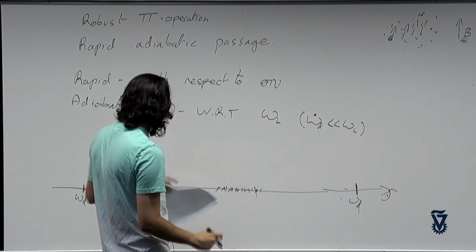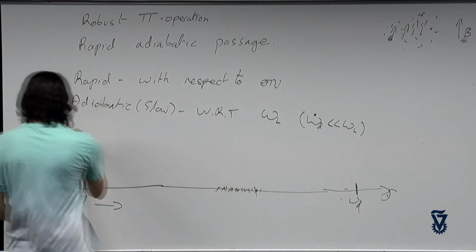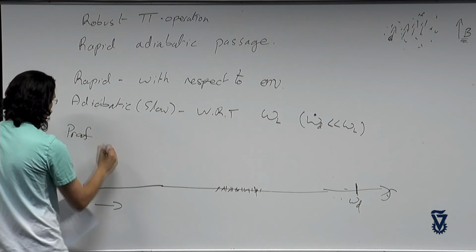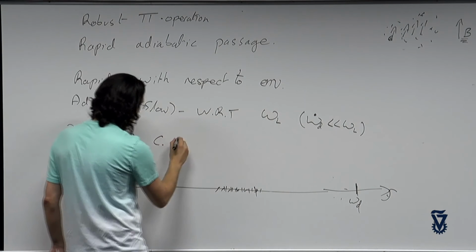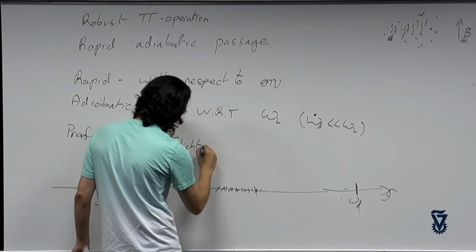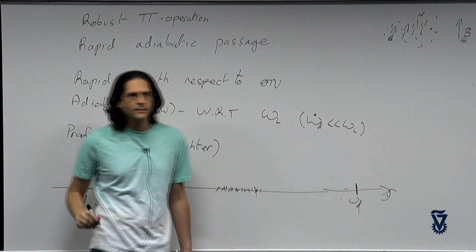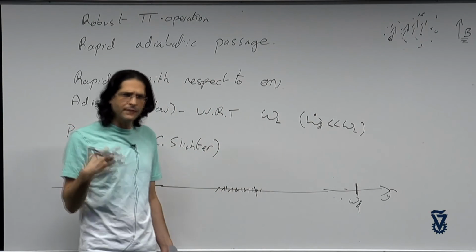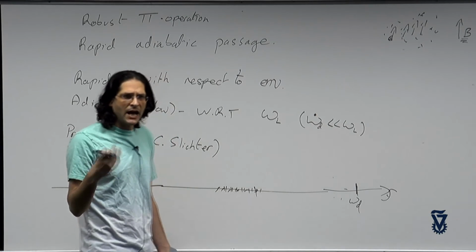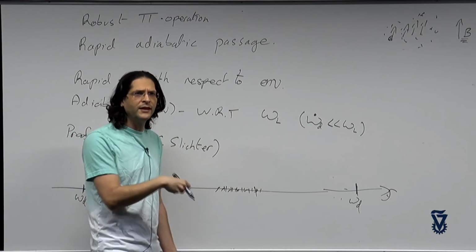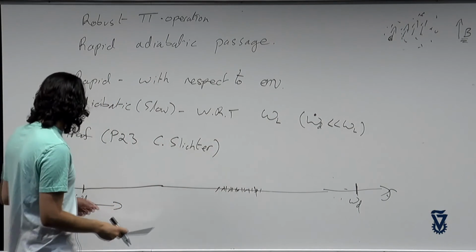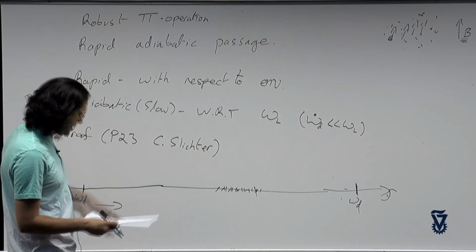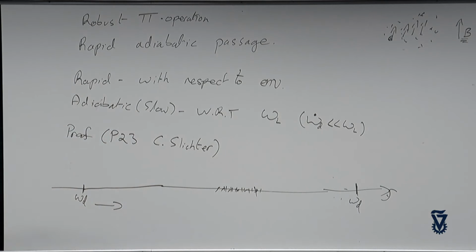Okay? Now, I'm not going to go through the proof of this, but if you want the proof, look in page 23 of the Charles Slichter book. Now, I'm going to be doing this several times throughout the course, not giving proofs or leaving out stuff that you can find in books just to make you open the books. Okay? So you can look at the proof of this in this book over here.